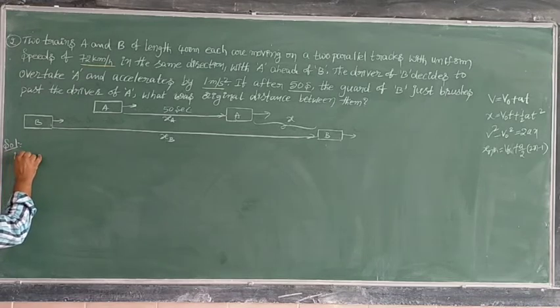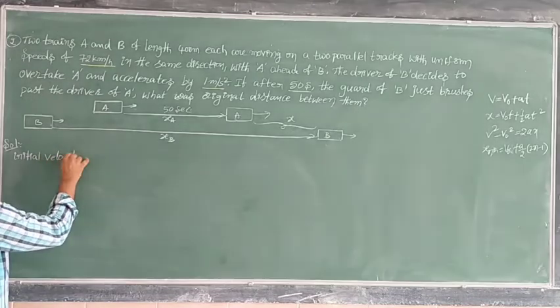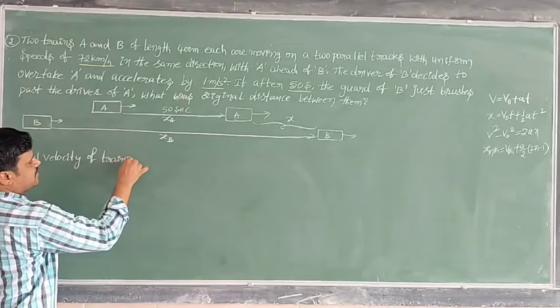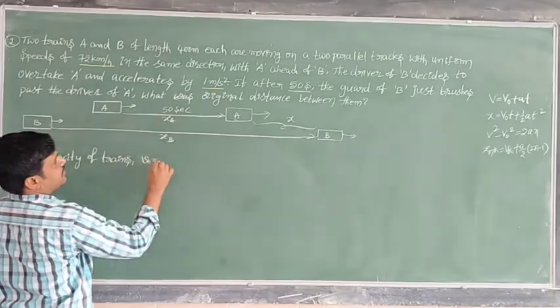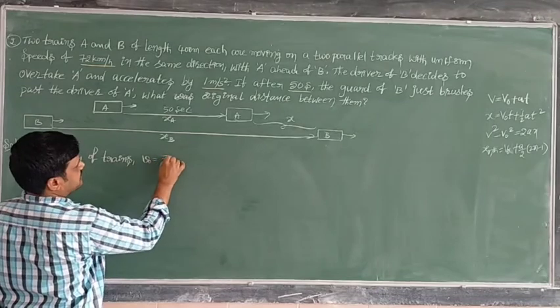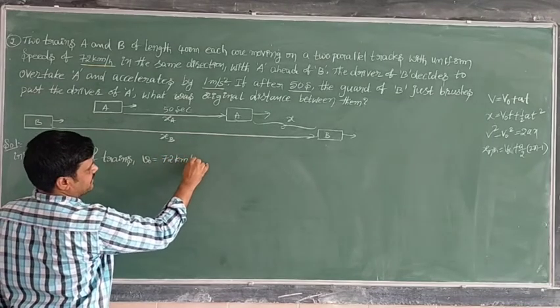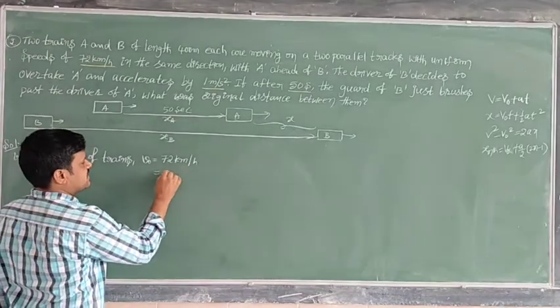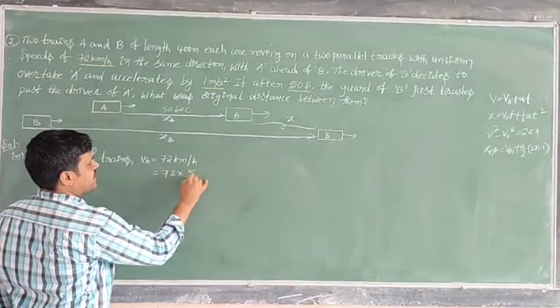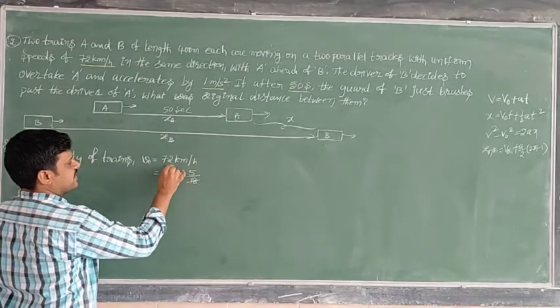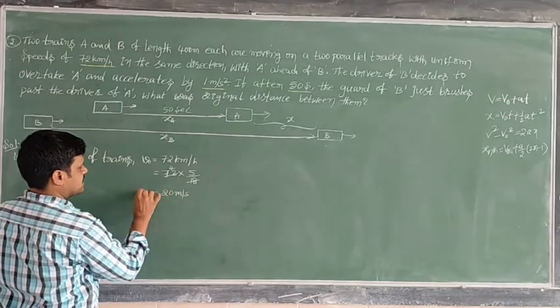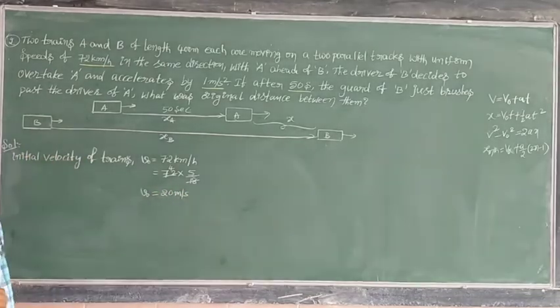Initial velocity of the two trains, V0, is how much? They have given 72 km per hour. Kilometer per hour must be converted to meter per second, so 72 into 5 divided by 18. 18 fours are 72, so the value is nothing but 20 meter per second. That is the initial velocity of the two trains.